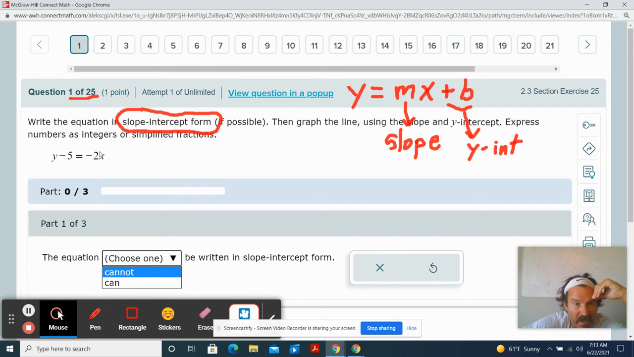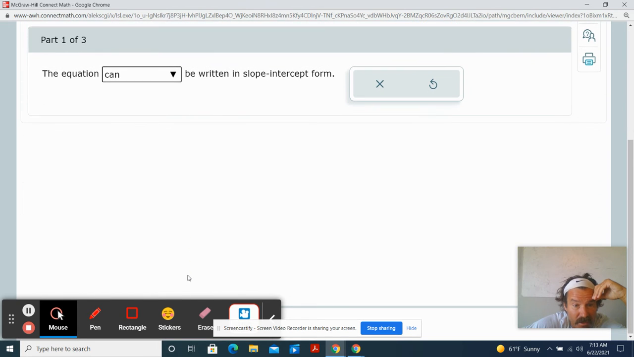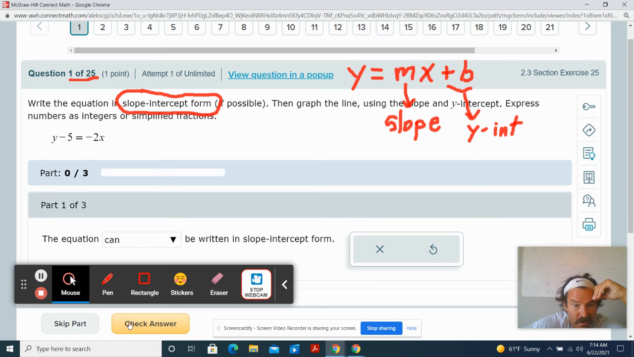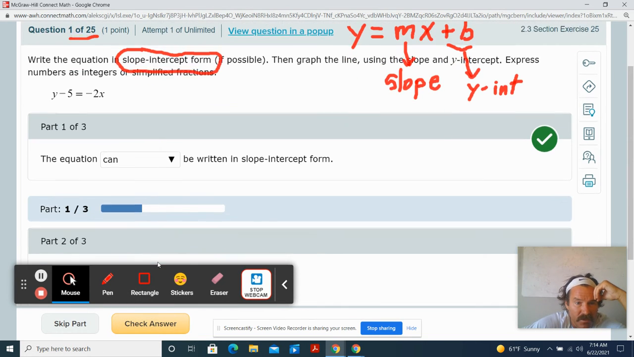If there's an x and a y in the equation, you're going to choose can. If you don't see an x and a y, then you can choose cannot. But most of these are going to be can. So the equation can be written in slope-intercept form. Then you choose check answer. So that's just the first part of the first few problems.